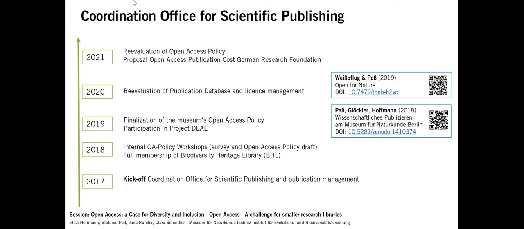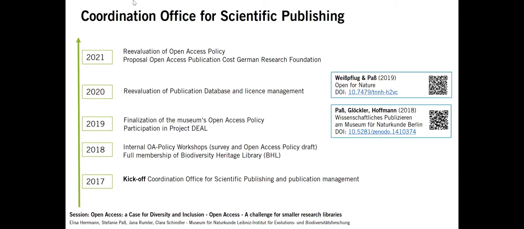We had a template from the Leibniz Association, which helped us to find our own policy at the end, but this basis was very helpful. So this was a very good tool to create our own open access policy. And secondly, we achieved a full membership of the BHL, Biodiversity Heritage Library, a committee which digitizes literature of the natural sciences and offers support and training on that.